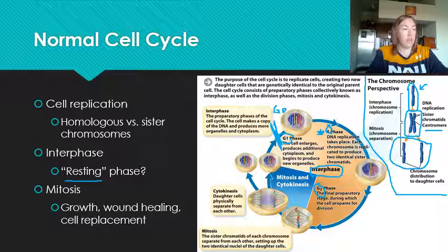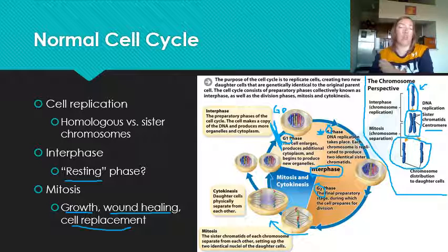So cell division through mitosis, once we come around into here, can happen for one of three reasons. It can happen because a body is growing and cells need to divide. It can happen because a body is injured and needs to heal a wound, or just normal cell replacement. So there are cells that wear out and you need to keep making.